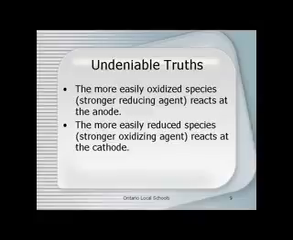If you're given two or more of these species to compare and to predict which will react at the anode, the one with the more negative reduction potential, or the more positive oxidation potential, depending on what they give you, would be the one that will react at the anode. The more easily reduced species, the stronger oxidizing agent, will react at the cathode.